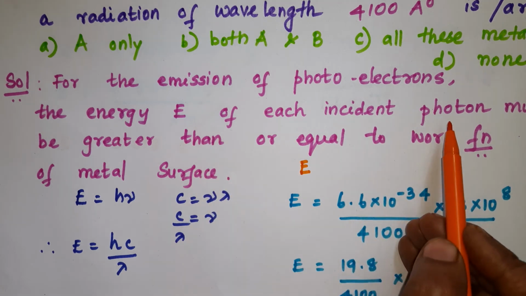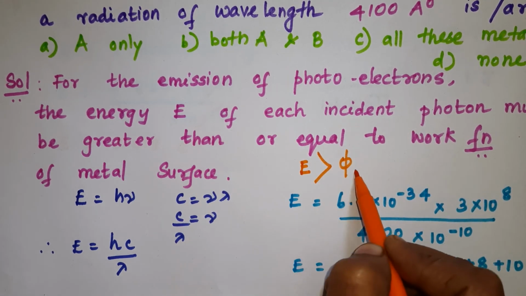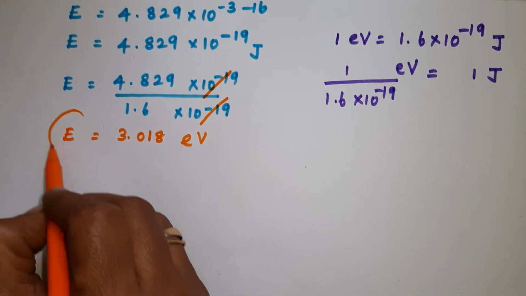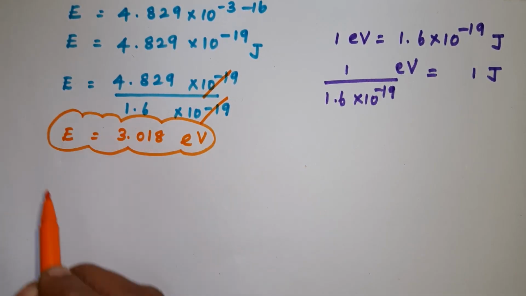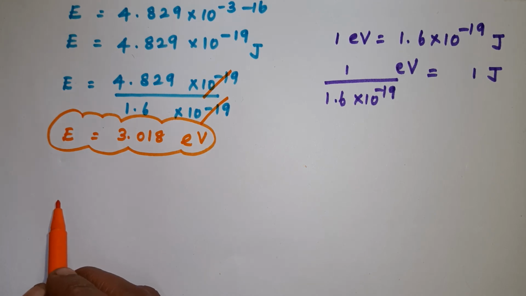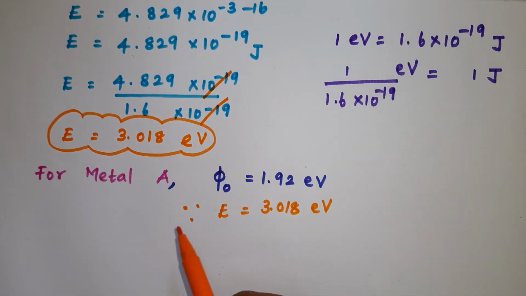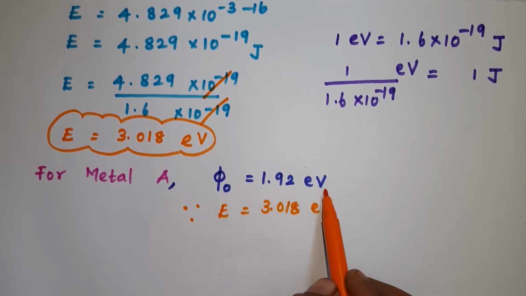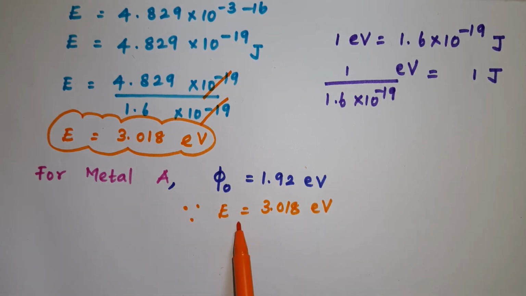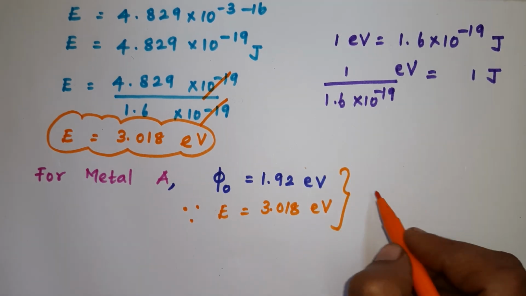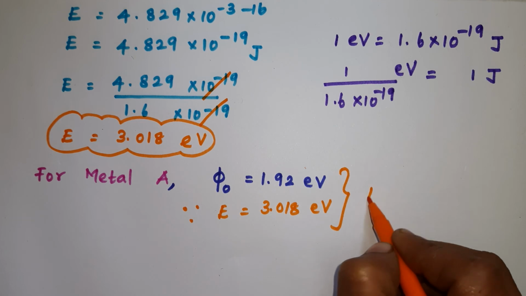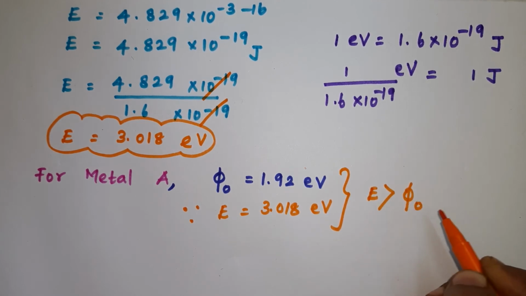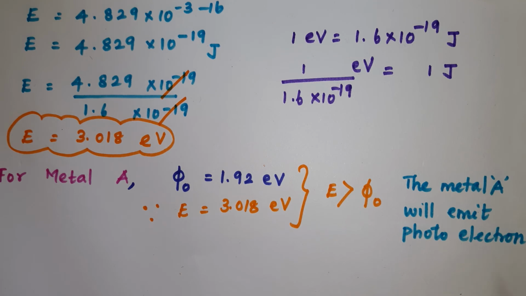We have seen that for emission of photoelectrons, the energy of the incident photon must be greater than the work function phi naught. So this is that energy value now. We have to check it for the work function of each metal. For metal A, it's given in the question, the work function is 1.92 electron volt. We have the energy 3.018 electron volt. So the energy is greater than the work function phi naught. Therefore, metal A will emit photoelectrons.